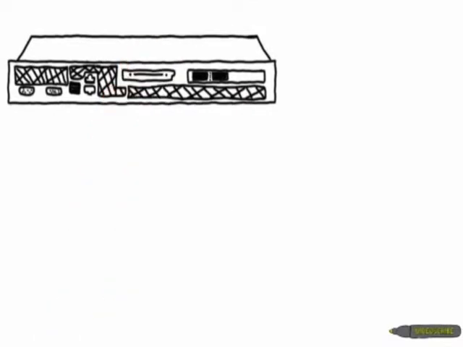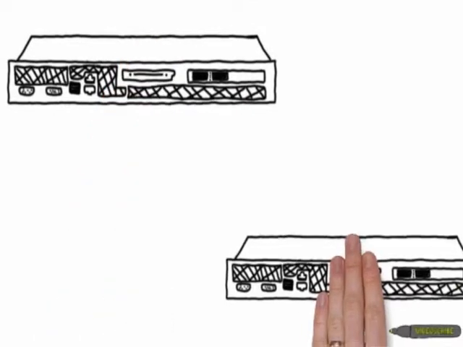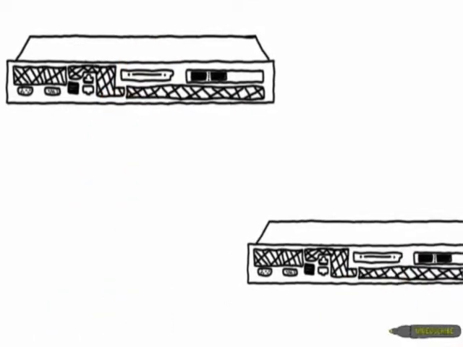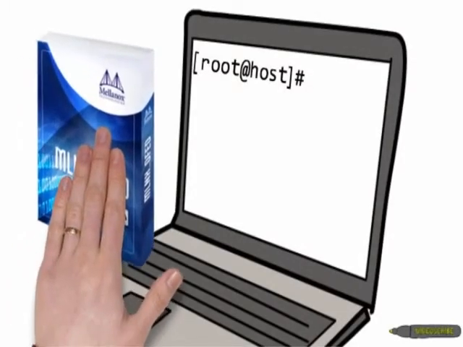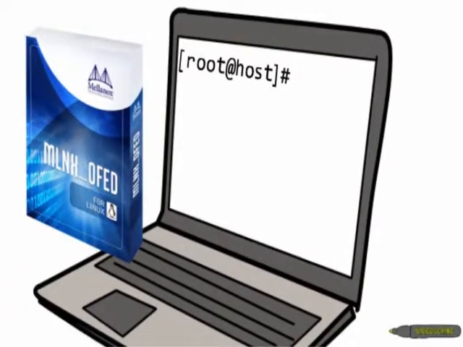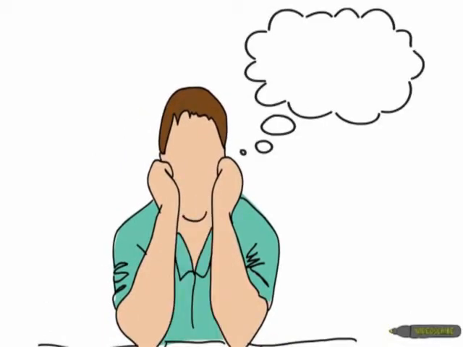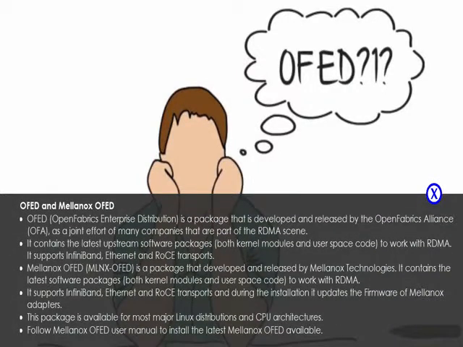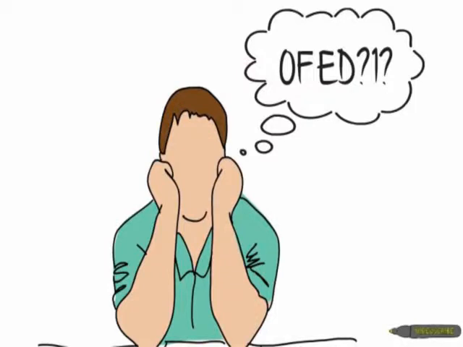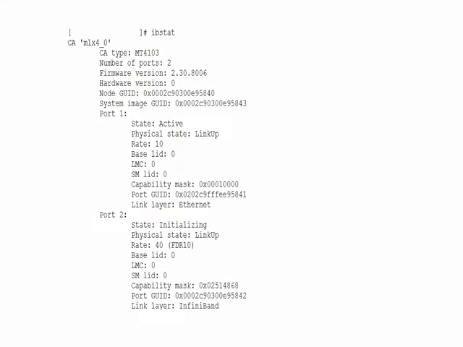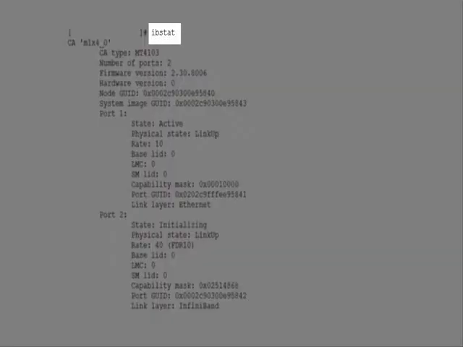First, you will need to connect 2 devices back-to-back or through a switch. Install latest Mellanox OFED. To proceed, click the question mark icon to learn more about Mellanox OFED. You need to identify the RDMA-capable devices in your system by running the command ibstat.